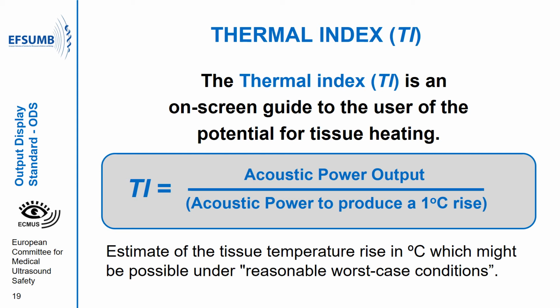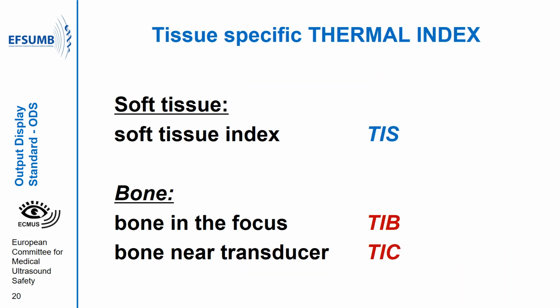On scanners, it must be displayed from a value of 0.4 if it is capable of exceeding a value of 1. Depending on the scanning application selected, different tissue models are internally used to estimate the thermal index. There are 3 thermal indices which can be used. TIS, when soft tissue is in the path of the ultrasound beam, and TIB, when bone is at the focus of the ultrasound beam, or TIC, when bone is near the transducer surface, such as when scanning the cranium.